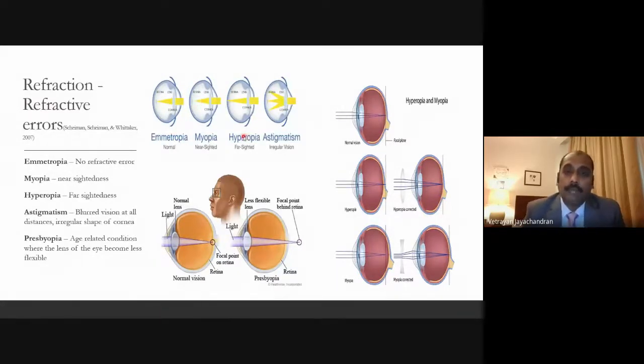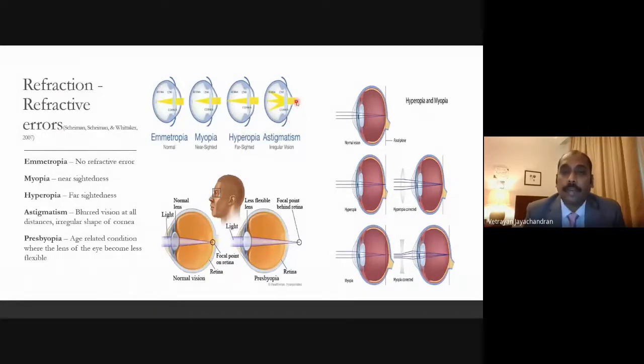Next is hyperopia, which is like farsightedness. Here the person is able to see objects at a distance, but cannot see objects that are very near. They will have blurred vision, because the focal point is falling far behind the retina. It goes beyond the retina, so it is not able to catch the images clearly. That is called farsightedness or hyperopia.